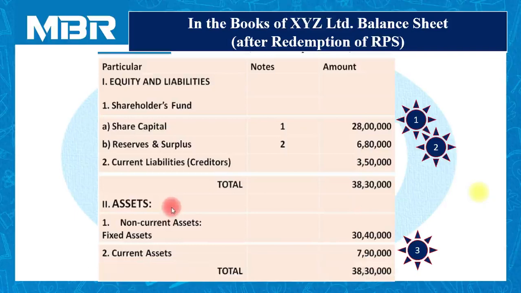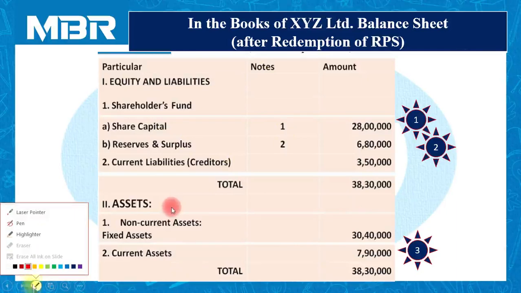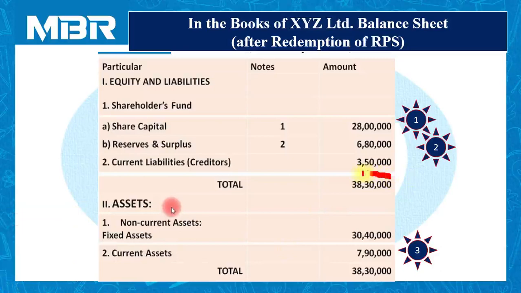And the total of the balance sheet for the asset part is also 38 lakhs 30,000. Here, the total of the equity and liability part is 38 lakhs 30,000, and the total of the asset part is also rupees 38 lakhs 30,000. So in this way we can settle our balance sheet.